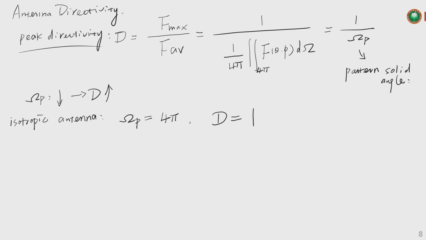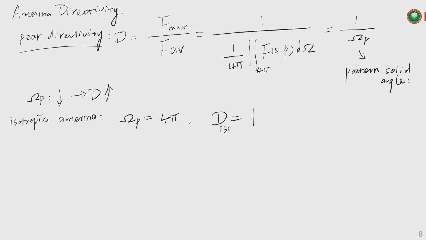So when we consider antenna gain or directivity, it's only a relative value, right? It's relative to the isotropic antenna. It's not an absolute value, it's just relative. So this is the expression.